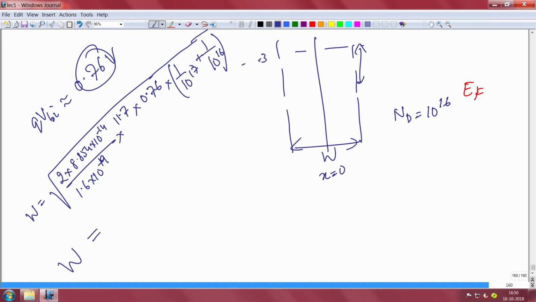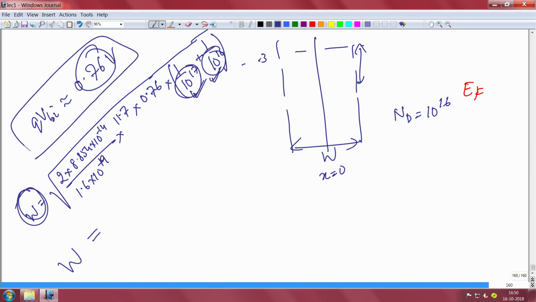Of course, as your doping is lighter, your depletion width is larger. If your doping is much higher, then your depletion width is narrower, and your built-in potential is higher. Now once you know the depletion, suppose the depletion comes out to be 200 nanometer. I'm just giving an example.